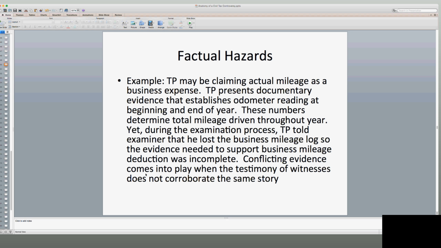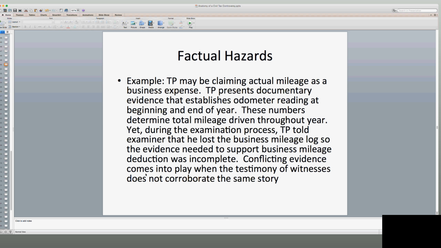Here's a quick example. The taxpayer may be claiming actual mileage as a business expense. The taxpayer presents documentary evidence that establishes odometer reading at the beginning and end of the year. These numbers determine total mileage driven throughout the year. However, during the examination process, the taxpayer told the examiner that he lost the business mileage log, so the evidence needed to support the business mileage deduction was incomplete. Conflicting evidence comes into play when the testimony of witnesses does not corroborate the same story.